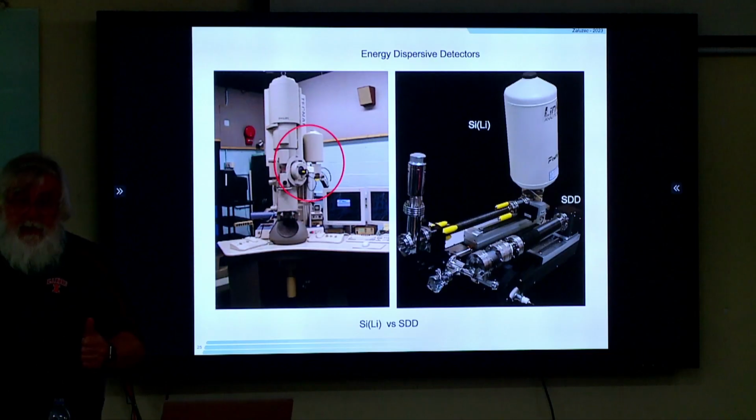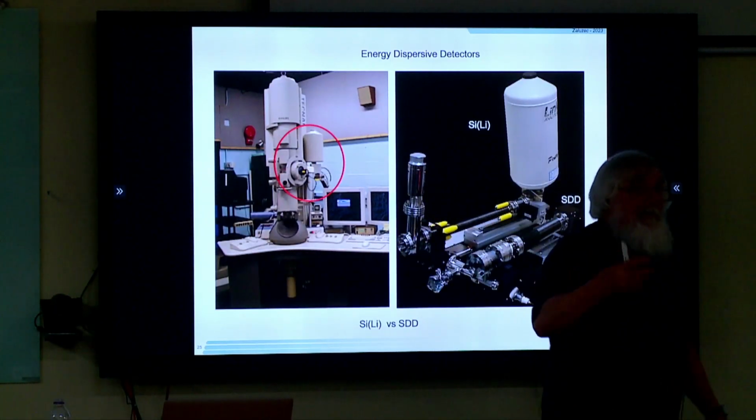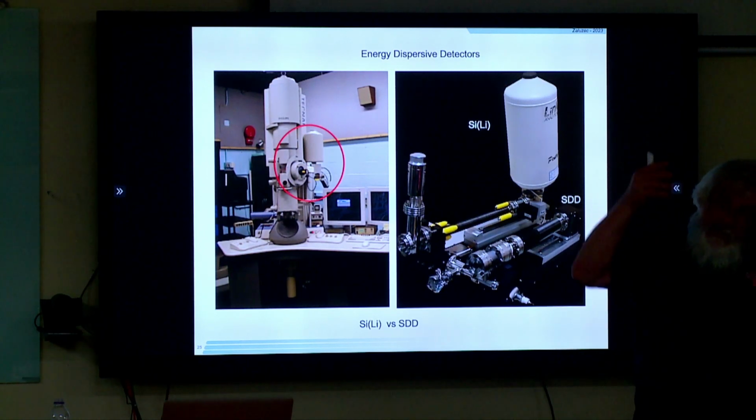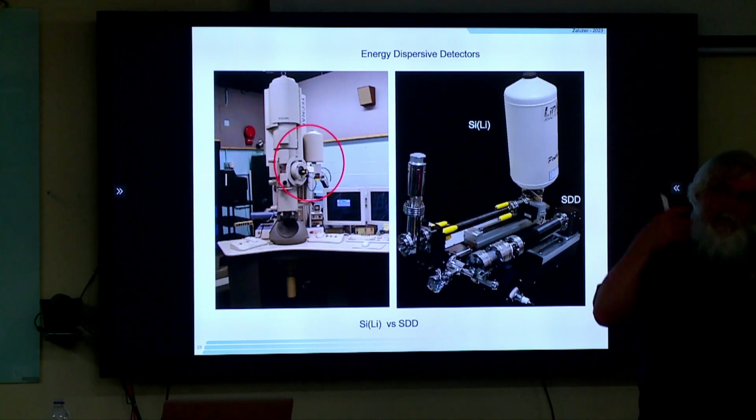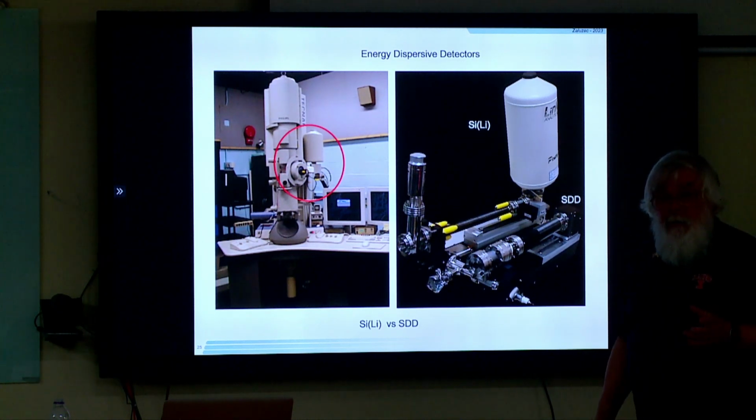That can be done with a Peltier cooler. What's good about that is a Peltier cooler has no moving parts. You don't have to continuously refill liquid nitrogen. You don't have to remember it. And they're very rapidly cooled and warmed up. With a lithium drifted silicon detector with all the nitrogen, if you need to warm up the detector, you got to dump the nitrogen. You got to wait for everything to come up to temperature. Takes a long time.